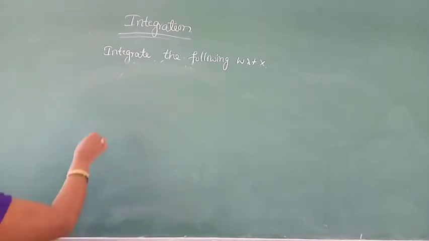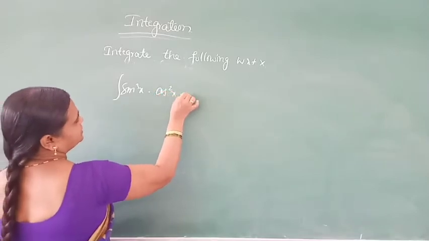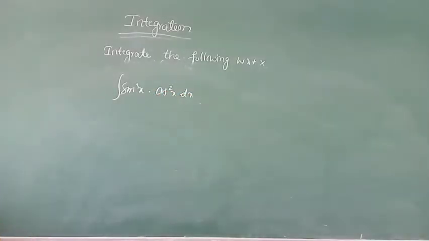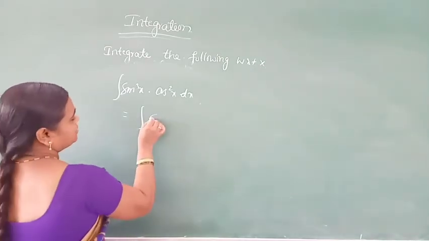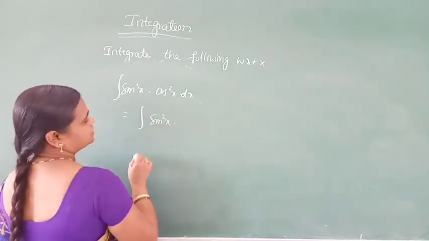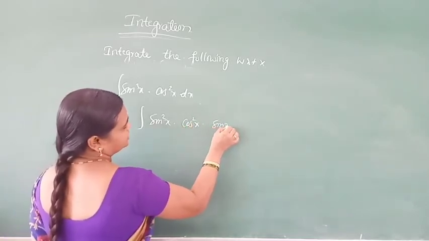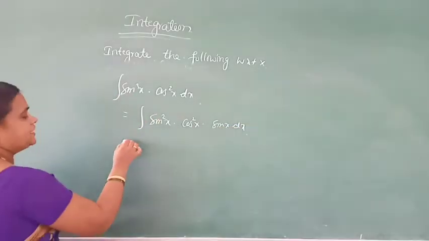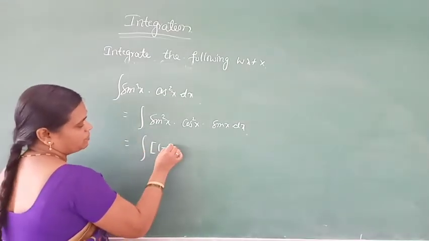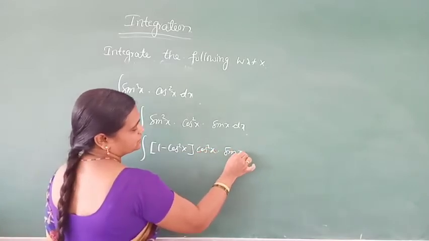Next example is integration of sin cube x cos square x dx. Integration of sin cube x cos square x dx. Okay, this one how to solve? This one we can do, the example is in the form of sin square x into cos square x into sin x dx. Sin square into sin, what will we get? It is sin cube, correct? And sin square can be written as 1 minus cos square x, into cos square x into sin x dx.